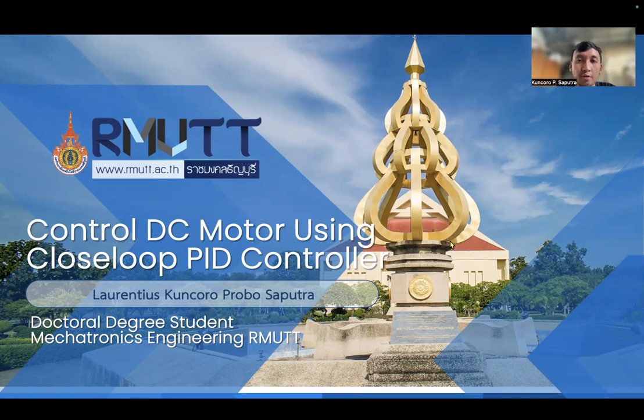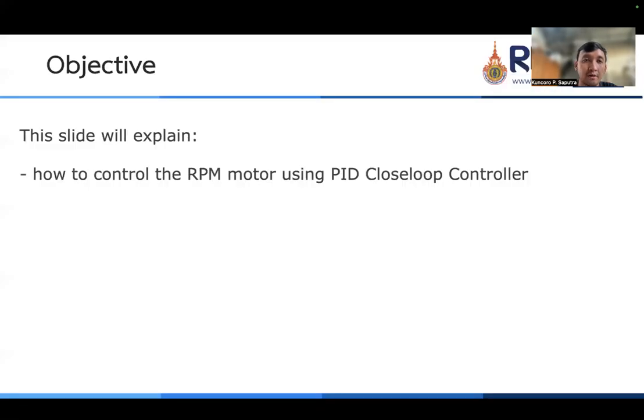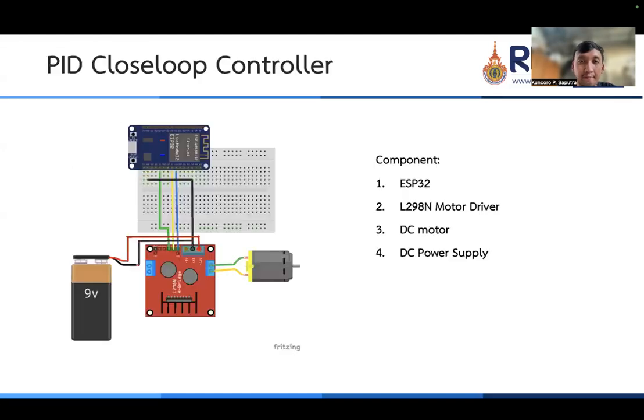In this video, I want to explain how to control a DC motor using a closed loop PID controller. In this presentation, we have an objective that we want to control the RPM of the motor using a PID closed loop controller.